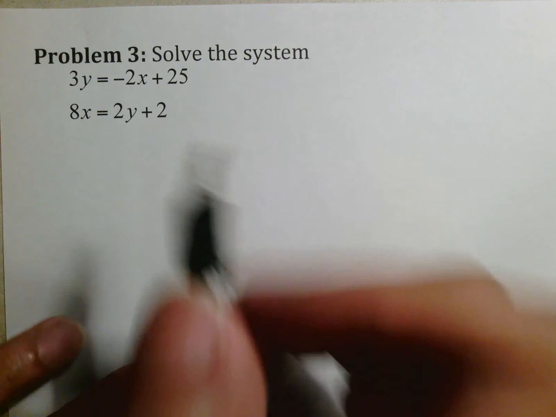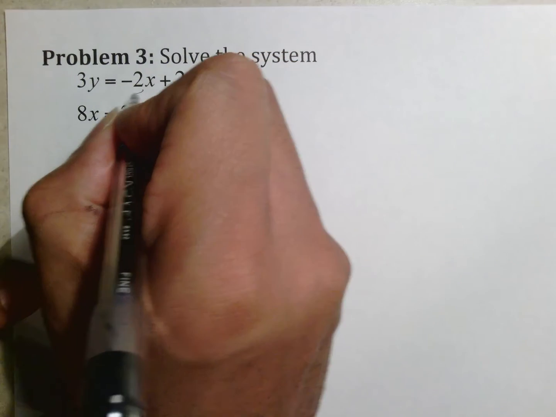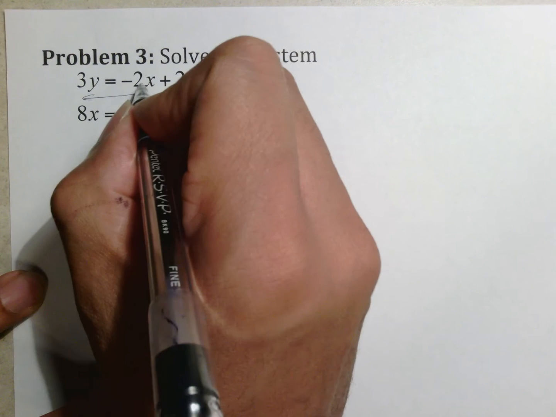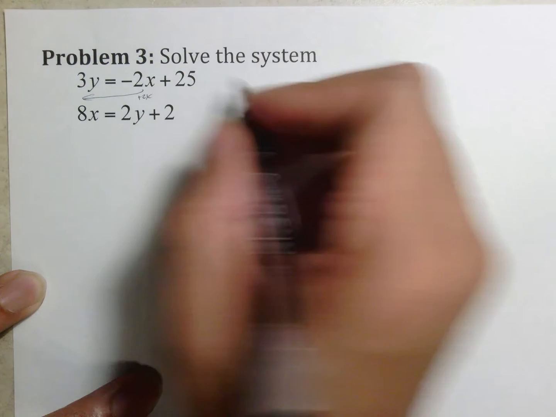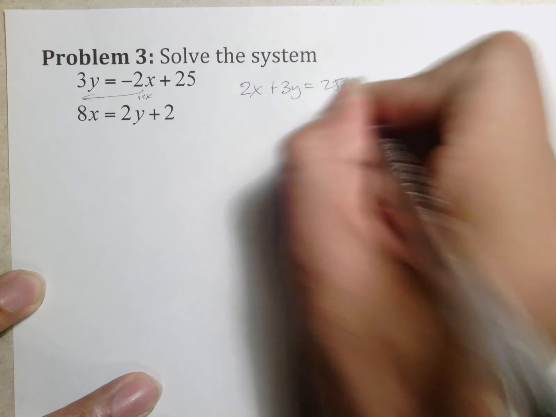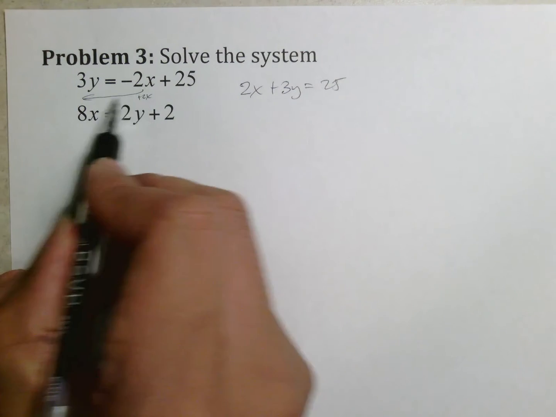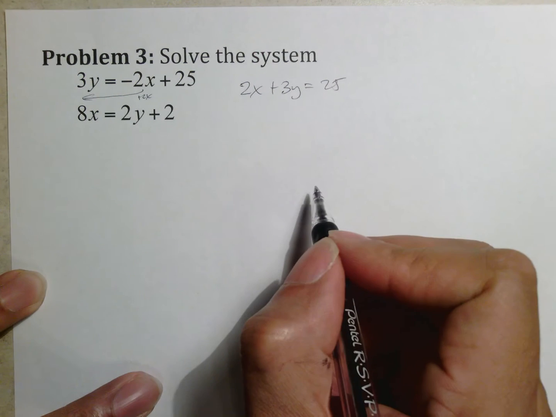And so what I have to do is remember how to take something like an x, which shouldn't be over here, and move it to this side. And keep in mind that in order to move 2x to the left, I would need to add 2x to both sides. So this would be rewritten as 2x plus 3y equals 25. Again, 2x becomes positive, 3y stays positive, 25 stays over here.